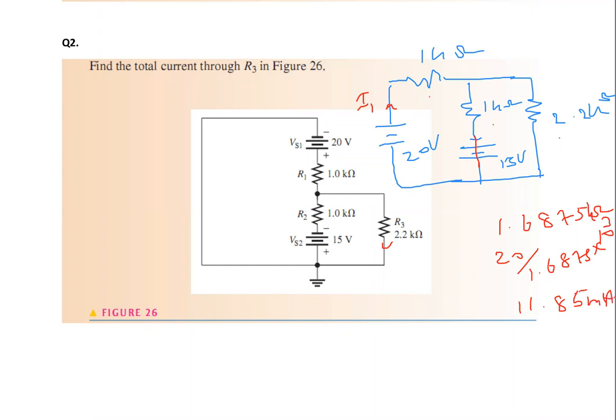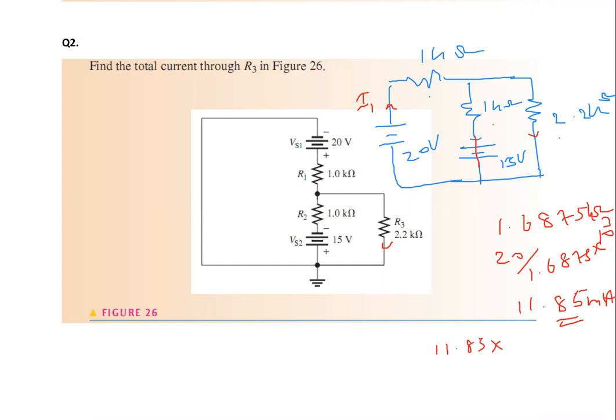Okay, guys, I hope you all got this answer. 11.85 milliampere, that is the total current, but what will be the current through this branch? Now, the direction should be this one. So what will be the value? You guys can apply the current divider rule. Can you guys remember the current divider rule?